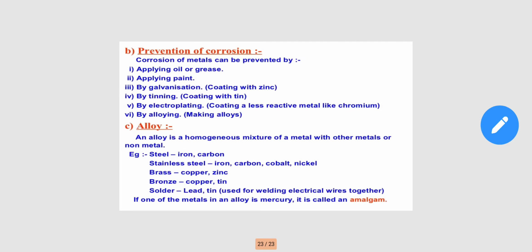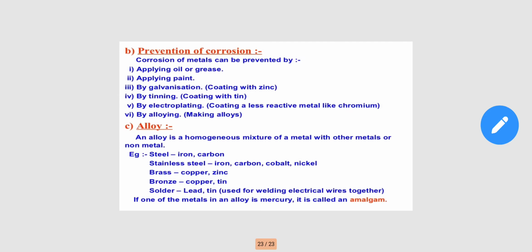Prevention of corrosion: apply oil or grease, apply paint, galvanizing or coating with zinc. Tinning means coating with tin. Electroplating means coating with a less reactive metal like chromium, and alloying means making alloys. What is an alloy? An alloy is a homogeneous mixture of a metal with other metals or non-metals.